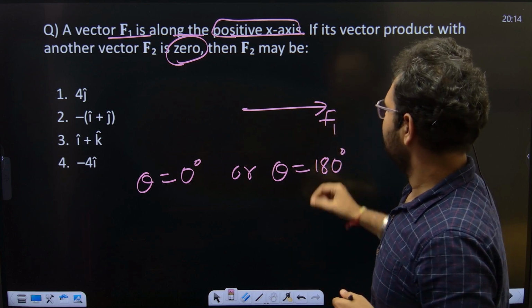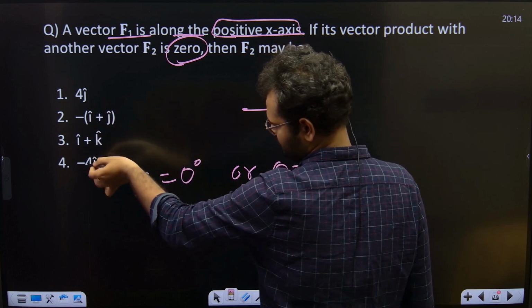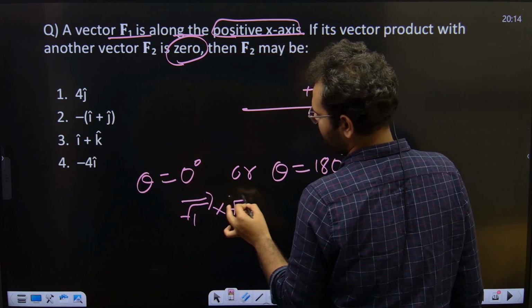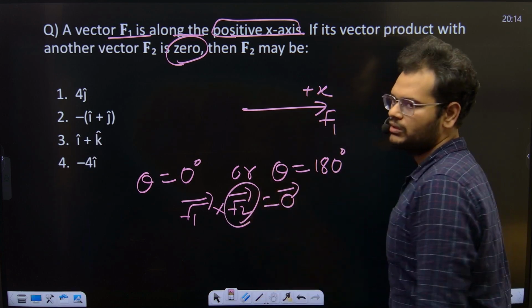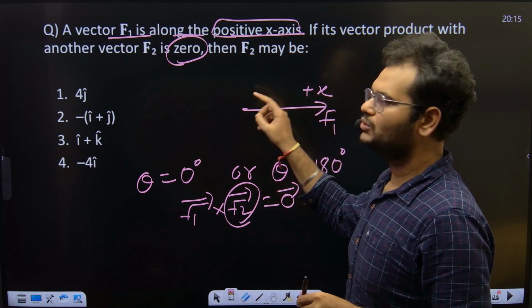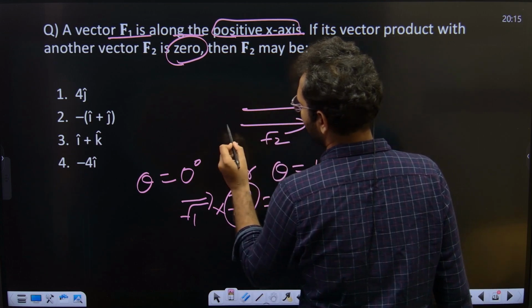If F1 vector is towards positive x-axis, and they are saying F1 cross F2 is 0, then we have to find F2. This F2 should be either towards positive x or towards negative x. What I am saying is, either F2 should be like this or F2 should be like this.